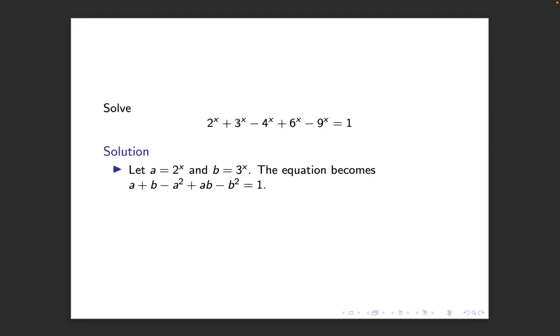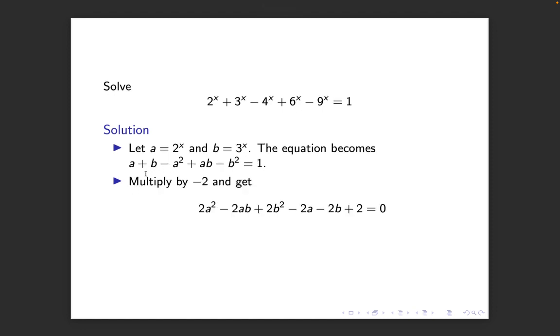This is a, this is b, this is 4 to the x, which will be 2 to the power 2x, which is 2 to the x squared, and that will be a squared. And similarly, this is 2 to the power x times 3 to the power x, so it will be a times b, and for a similar reason, this will be minus b squared equals 1.